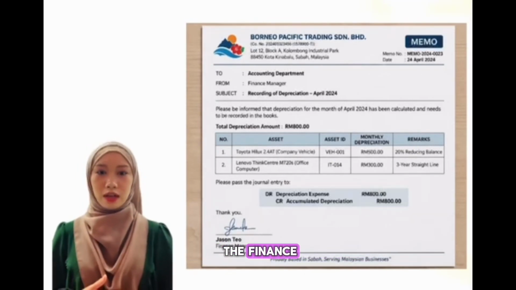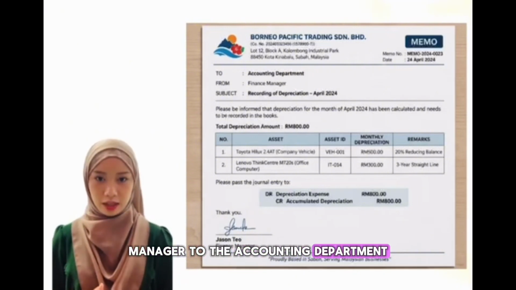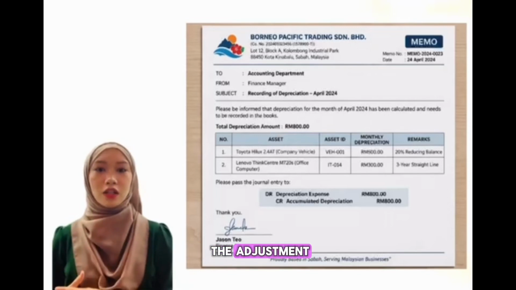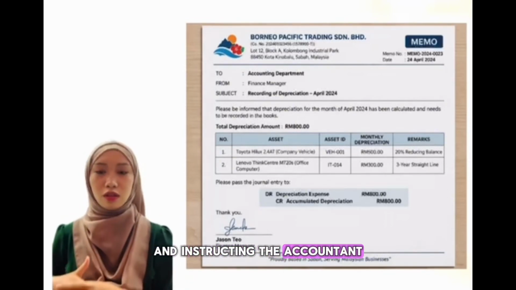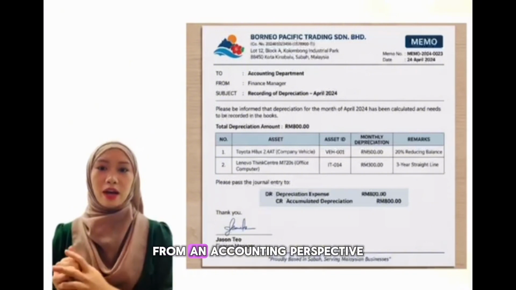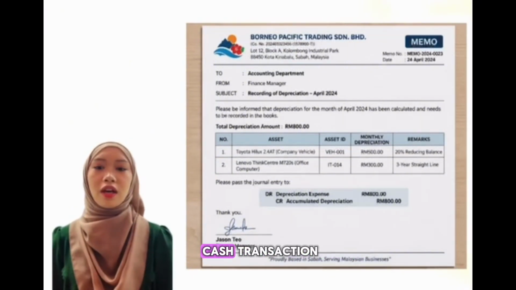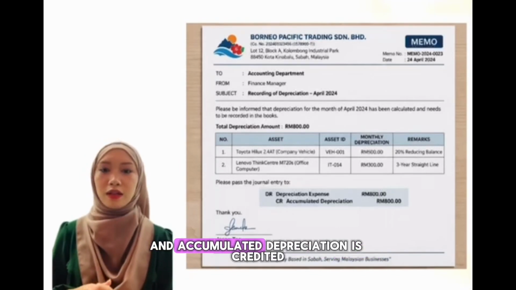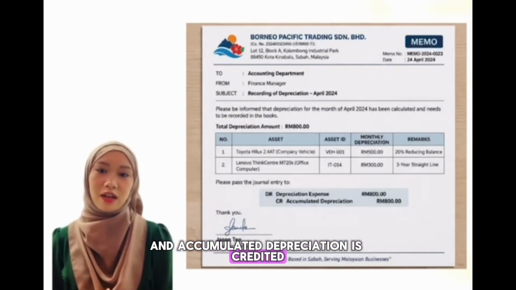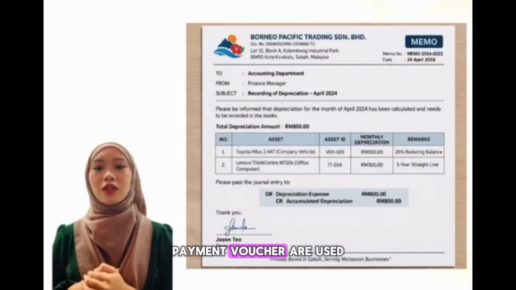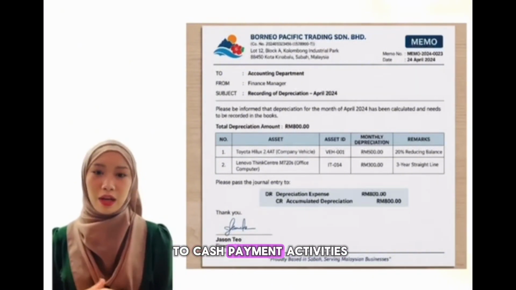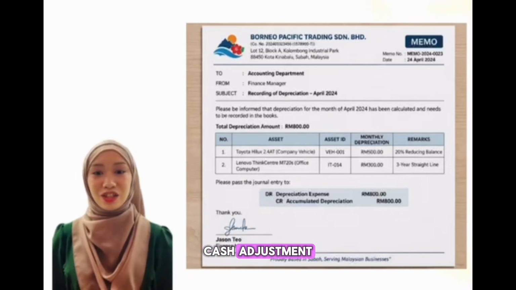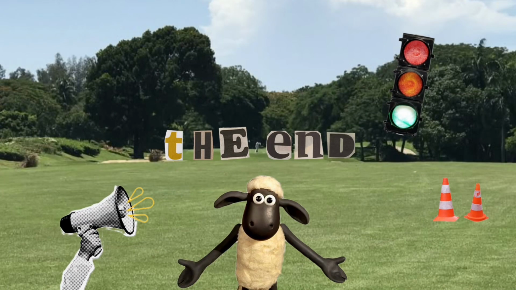It is sent by the finance manager to the accounting department. This activity involves preparing the memo, stating the details of the adjustment, and instructing the accountant to record it. From an accounting perspective, this is a non-cash transaction where depreciation expense is debited and accumulated depreciation is credited. In conclusion, payment vouchers are used for cash payment activities, while memos are used for internal and non-cash adjustments.